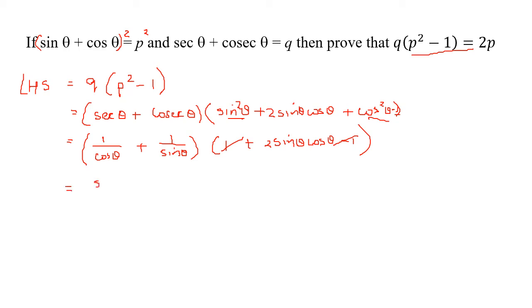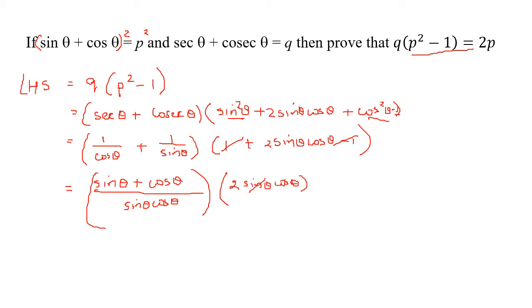If you take the LCM, what do you have? Sin theta plus cos theta upon sin theta into cos theta, into 2 sin theta cos theta, multiplication. So sin theta cos theta gets cut. We are left with 2. And what is sin theta plus cos theta? Sin theta plus cos theta is P. So the answer we get is 2P, equal to RHS, hence proved.